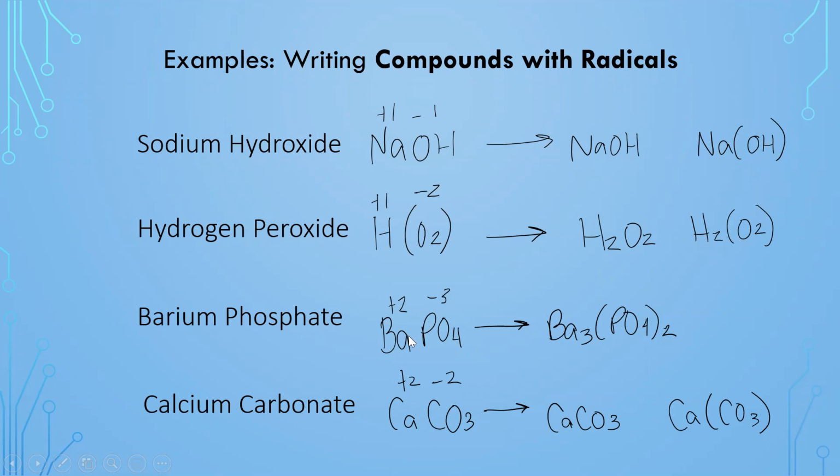Barium +2 Ba, phosphate PO4 -3. I had to crisscross both of these, and because I'm adding a subscript to the radical, I had to put parentheses around PO4. So my final answer is Ba3 and then (PO4) 2. Always make sure you add that. You can't have PO42 without a parenthesis. Okay, last one, calcium carbonate. Both have a plus and -2 charge. Calcium Ca, carbonate CO3. The charges cancel, so I don't have to write anything. So you can write it this format, or you could put carbonate in parentheses. So that is compounds with radicals, writing the actual chemical formulas.